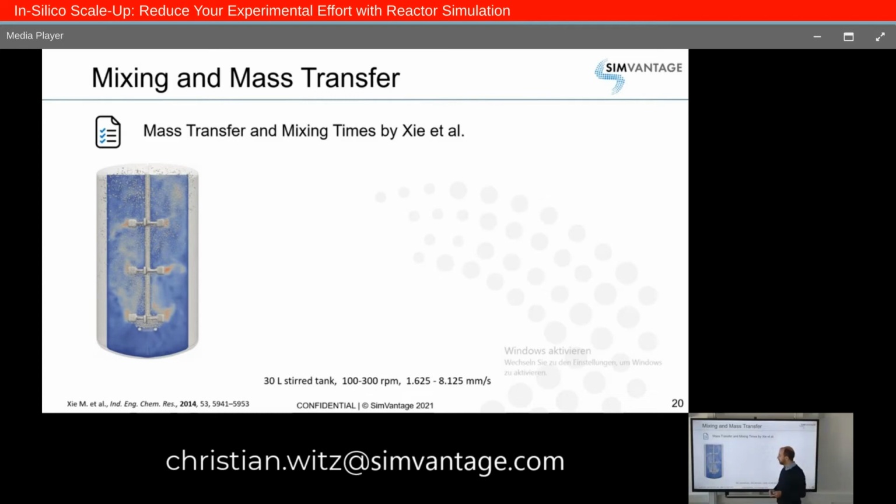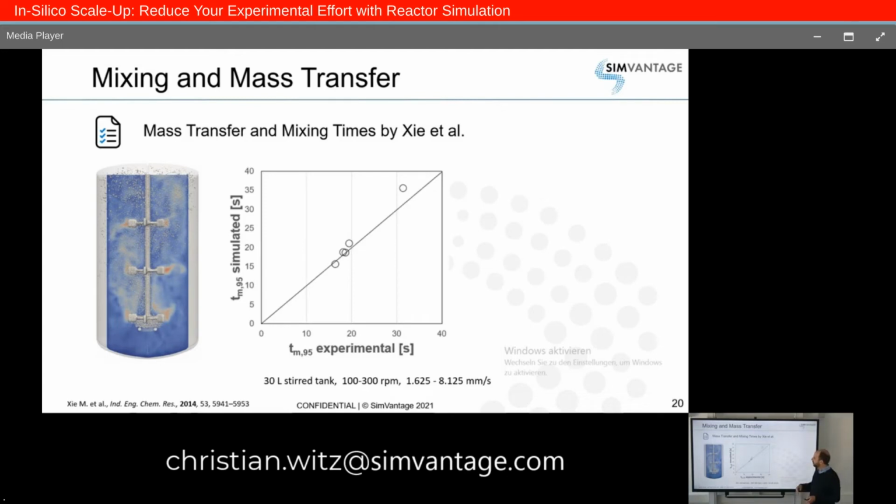We use here the measurements of the mixing time: when you add, for example, a salt, how long does it take to reach the 95% mixing time, so that 95% of the reactor is within a certain homogeneous concentration, or there are no more deviations than 5% from the average concentration. And this point can be measured experimentally and also with the simulation.